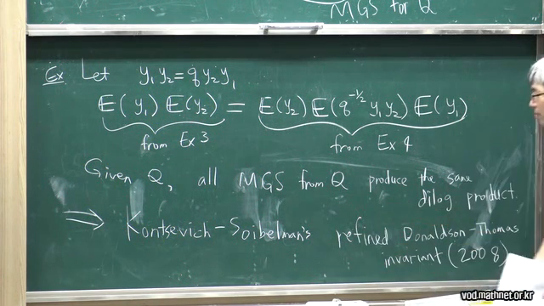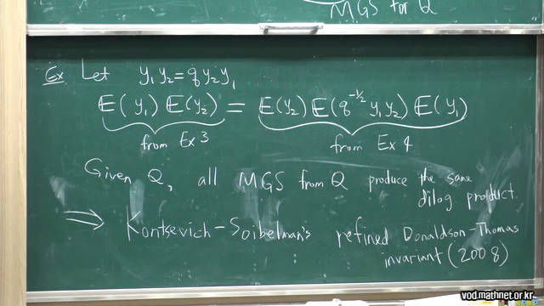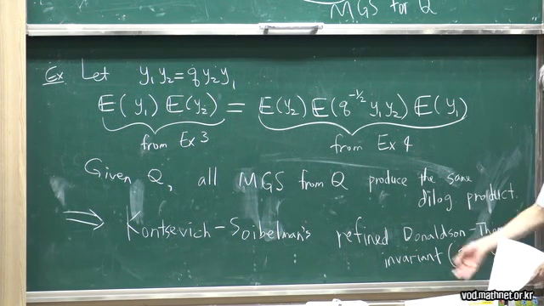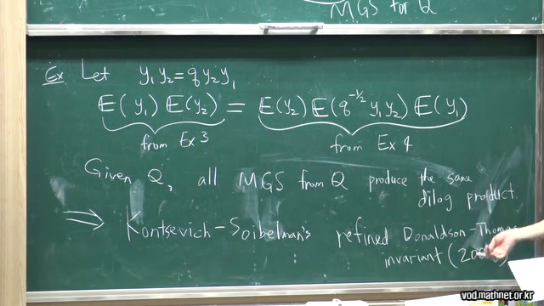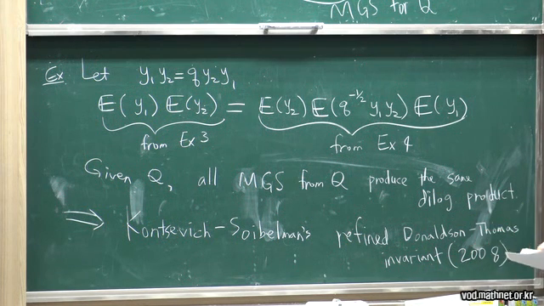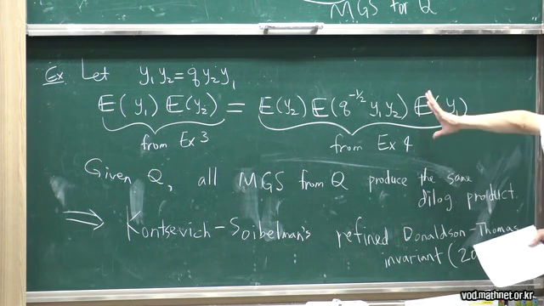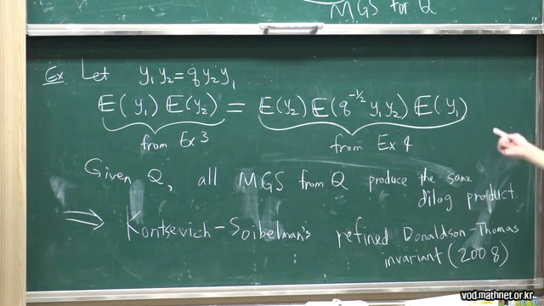And Kontsevich and Soibelman introduced a certain fancy invariant, but it turns out that this one is actually the same as the quantum dilogarithm product from maximal green sequences.